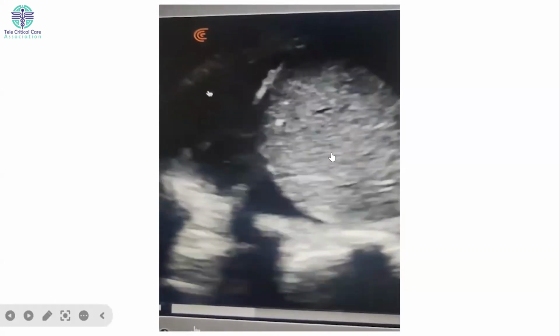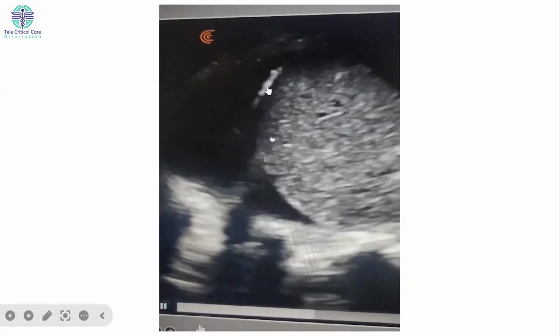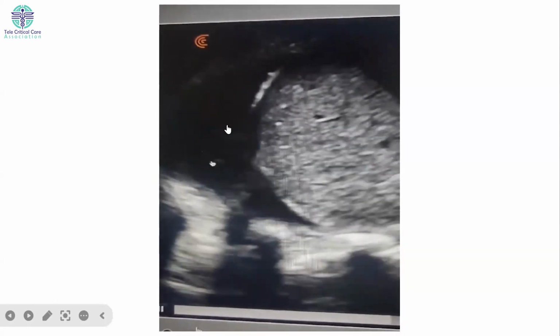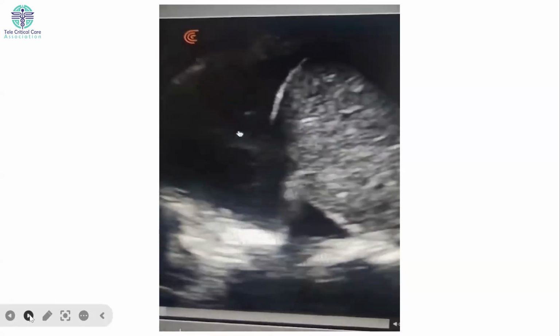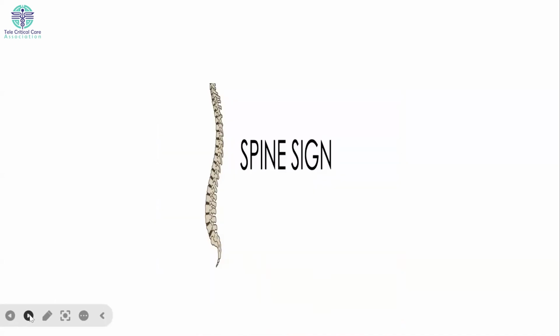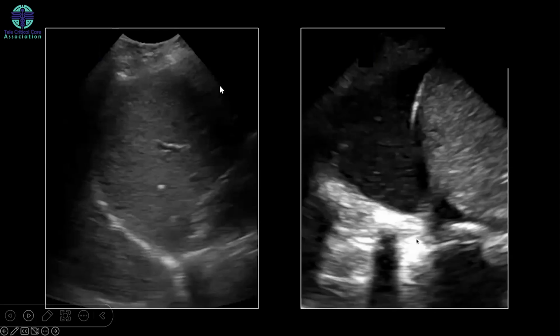So this is liver. Okay, this is diaphragm, and this anechoic structure is our hemothorax. Now, what are these? These are spine, and so whenever hemothorax is present, you can also see a thing called spine sign, which is also present. In pneumothorax, spine sign is not seen. So this is normal, and this is hemothorax.